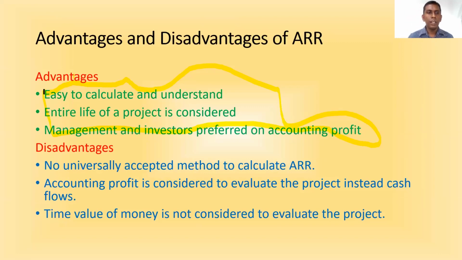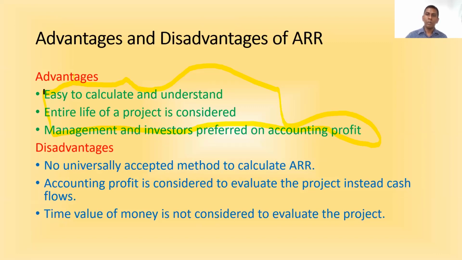Managements and investors prefer accounting profit because, my students, most people like accounting profits. They look at the financial statements. If the financial statement says they have this much net profit and this much gross profit, people are pretty interested, right? People like accounting profits. Therefore, these techniques use accounting profits to evaluate the projects, and managements and investors prefer accounting profits.